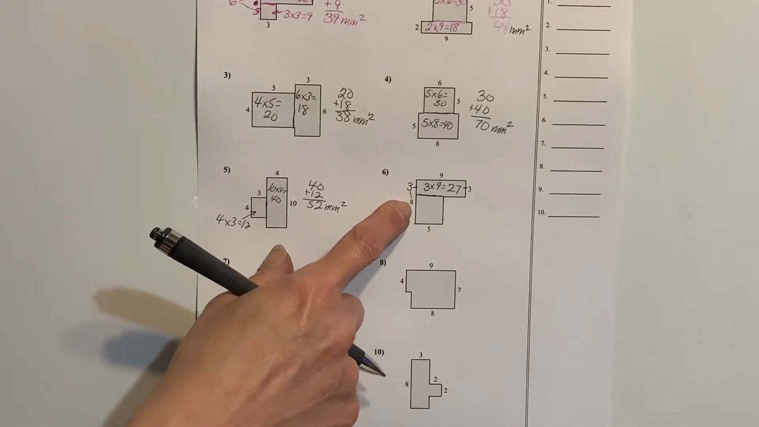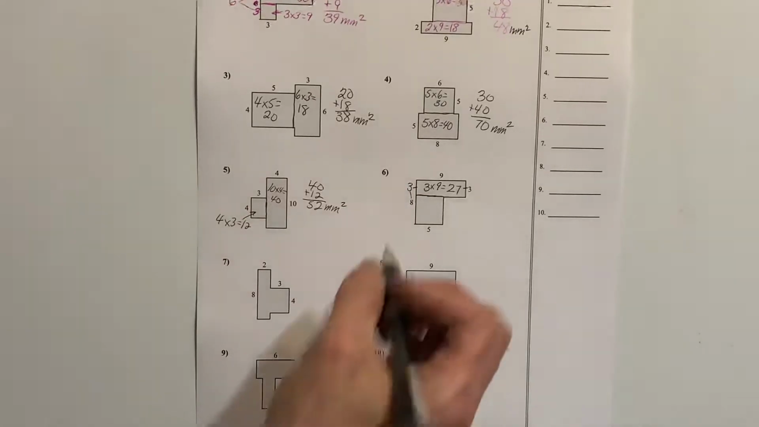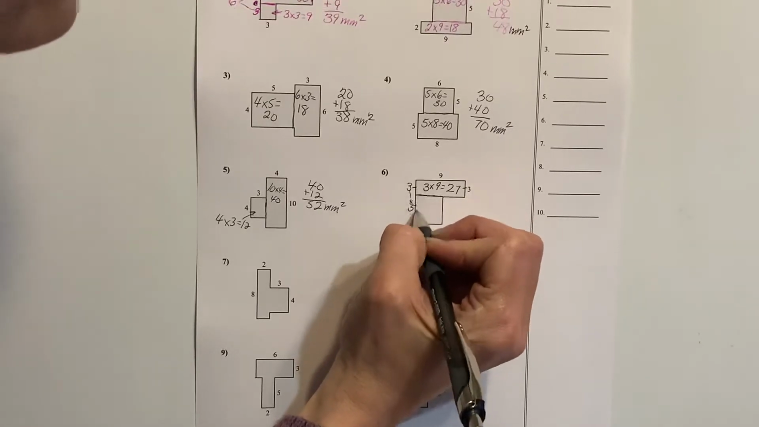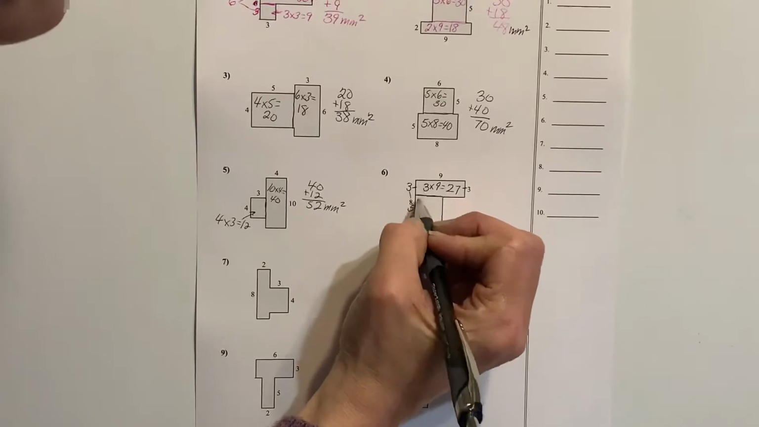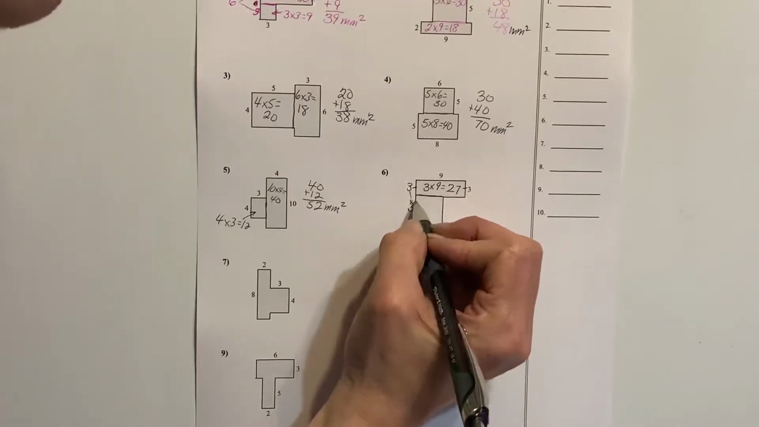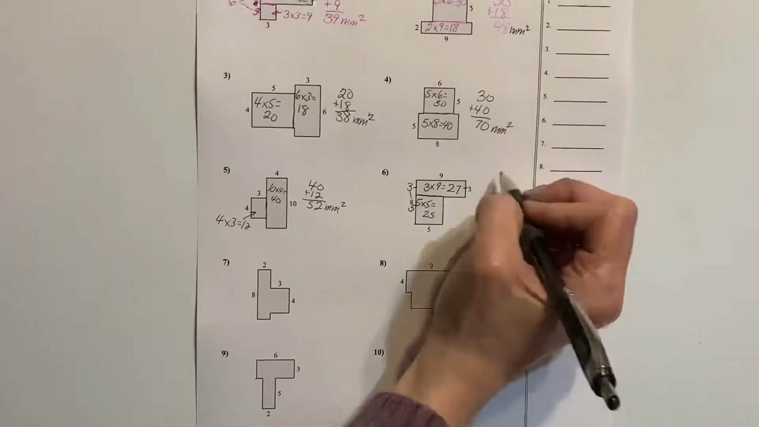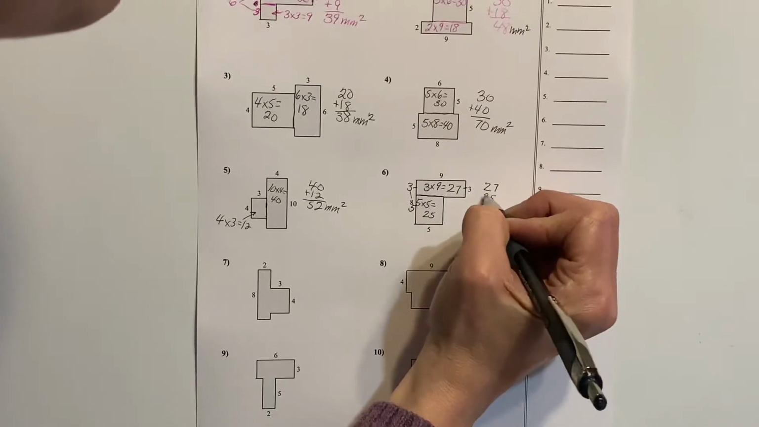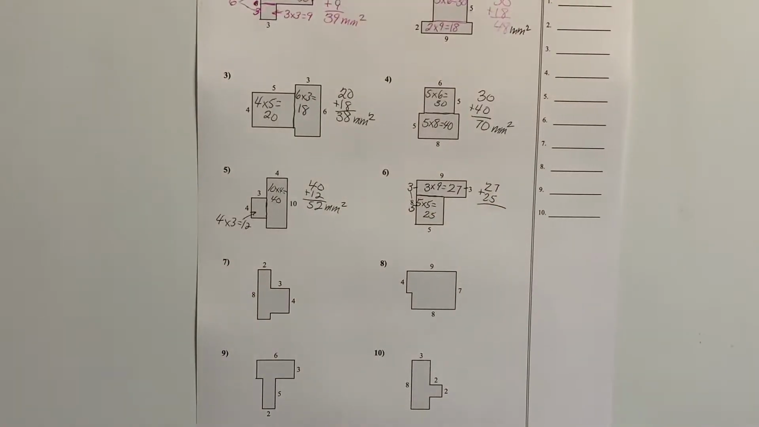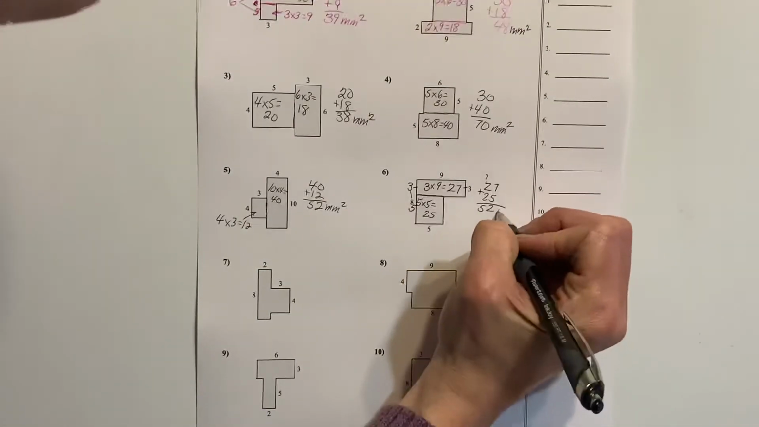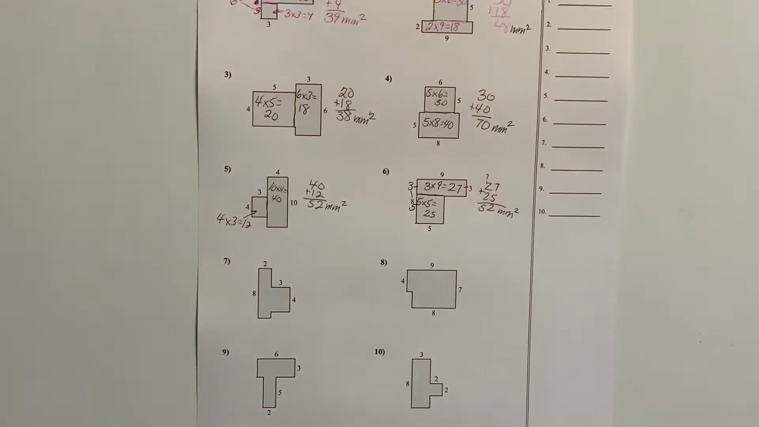Or I could take 8 and take 3 away. Well, 8 take away 3 I know is 5. And so 3 plus 5 gives me the 8, which would be for the whole line. This part is 3, this part is 5. So I've got a 5 by 5. 5 times 5 gives me 25. So I've got 27 and 25. So 27 and 25 give me 52 millimeters squared.